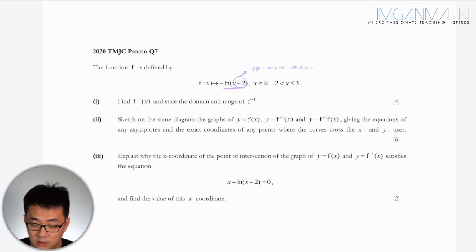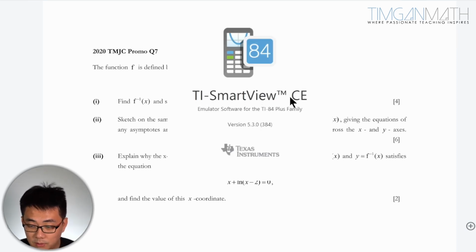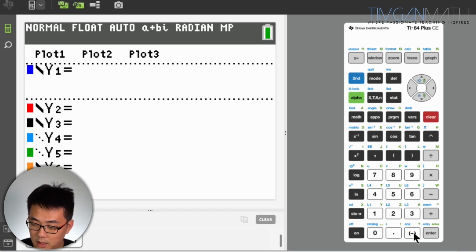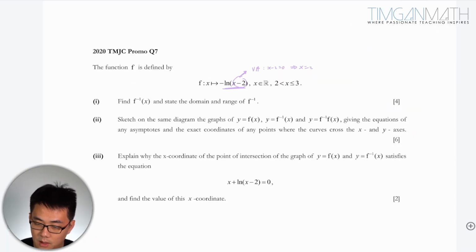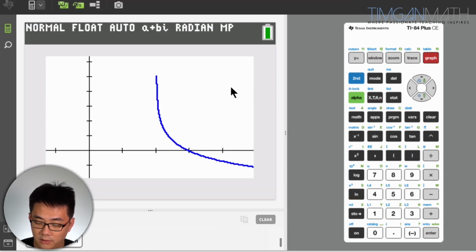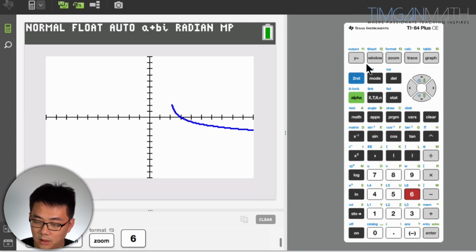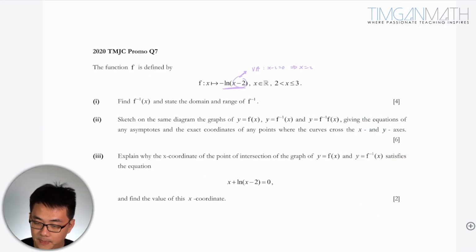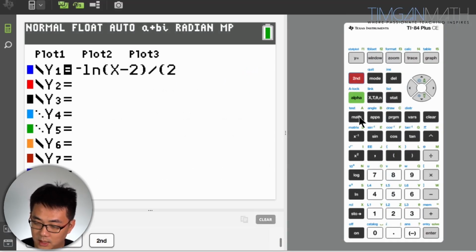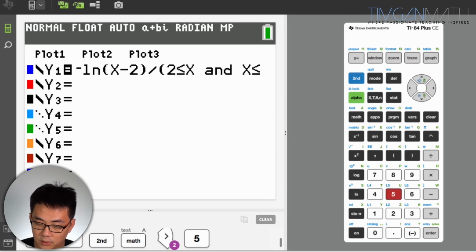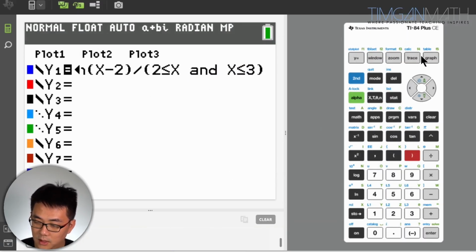So what we're going to do is just plot this graph, negative ln(x - 2). Just key in negative ln(x - 2), then graph it and you get this graph. Maybe zoom standard. Now, don't forget you can put the domain here. So I'm going to put the domain as x between 2 and 3, and close it at 3, then graph it.